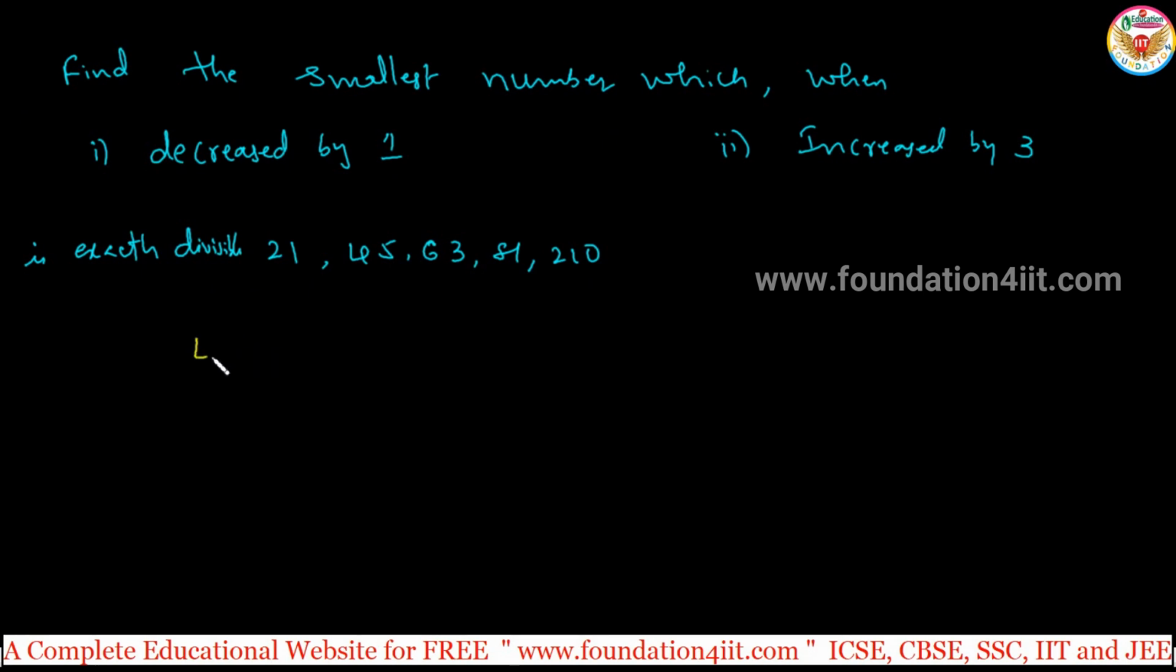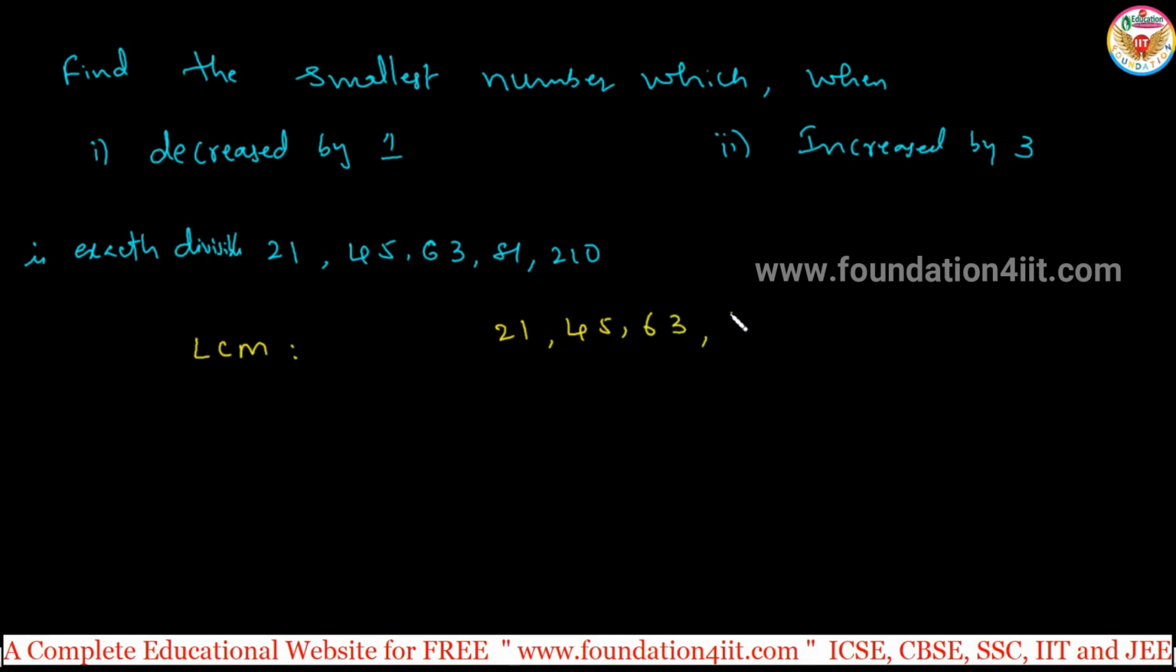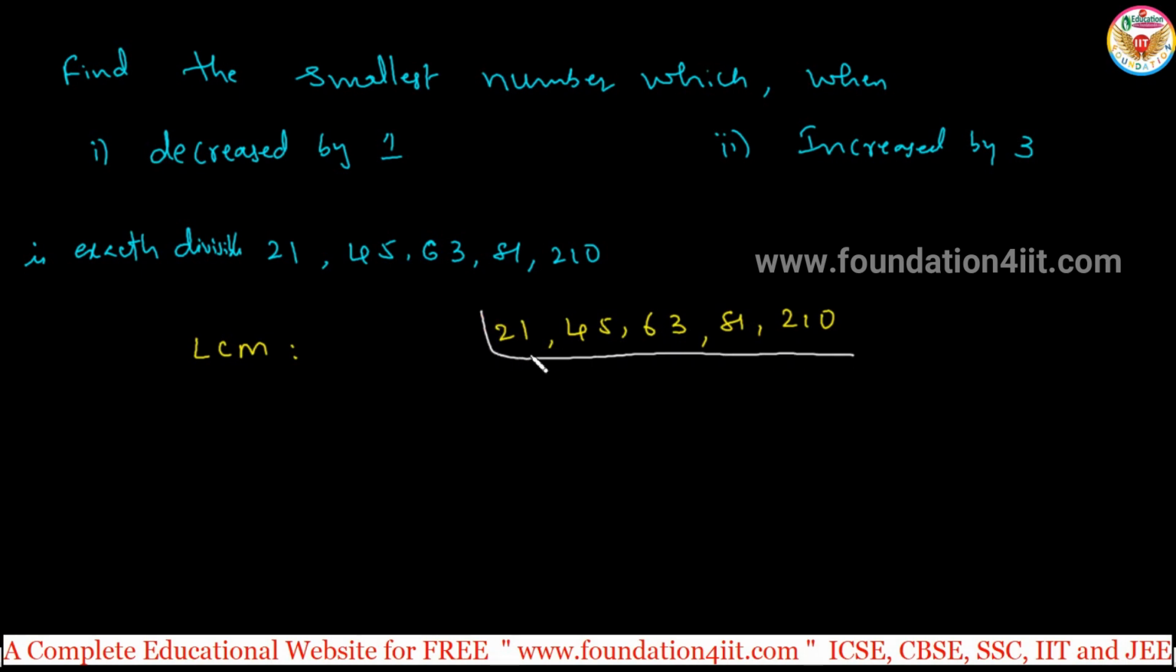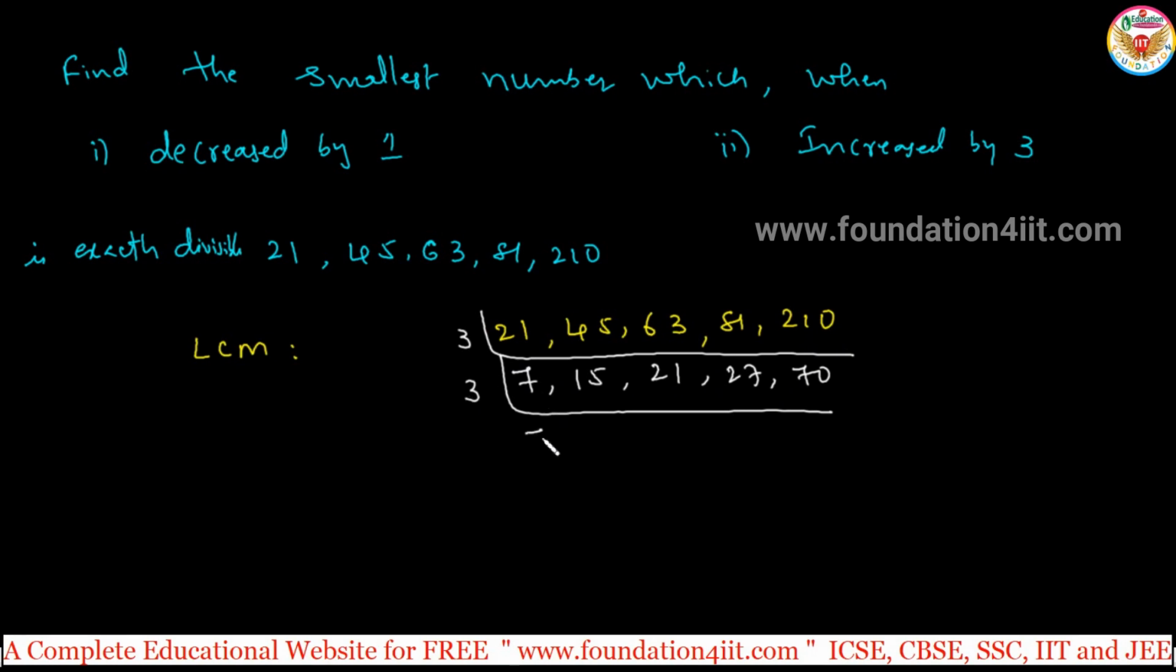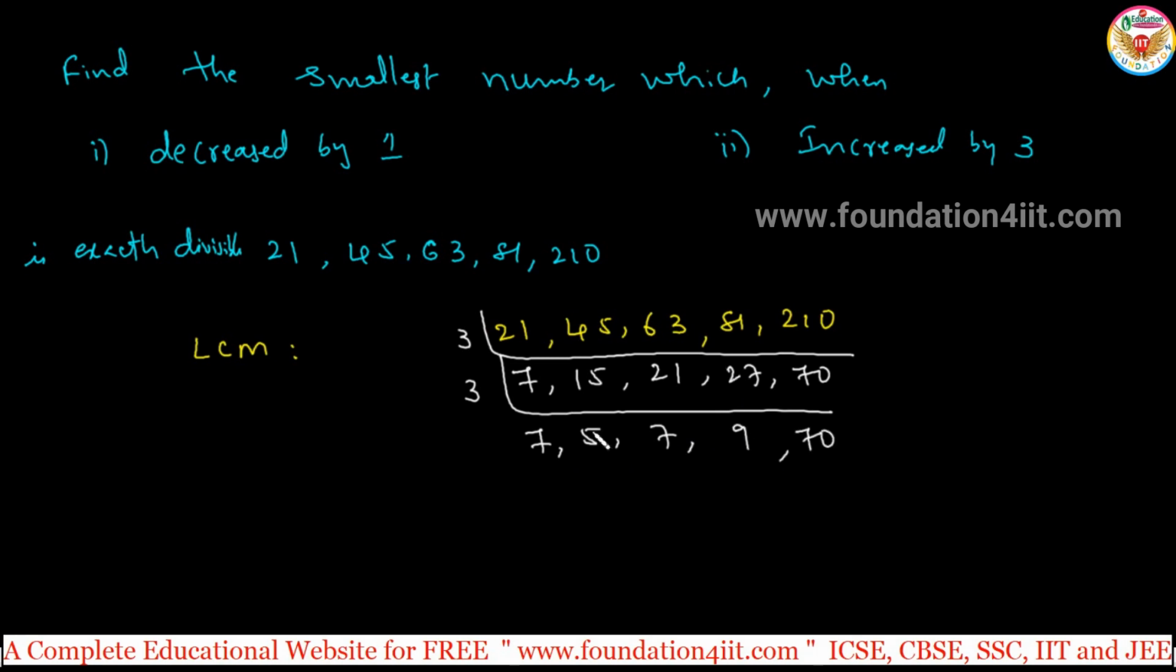First you have to find the LCM for these numbers: 21, 45, 63, 81, 210. For these types of questions, write the numbers horizontally separated with commas and just find it. We can take the 3 table directly here. 3 7s are 21, 3 15s are 45, 3 21s are 63, 81 is 3 27s, and 210 is 3 70s. Again take the 3 table. 7 is not possible, so as it is. 3 5s are 15. Again 3 7s are 21. 3 9s are 27. And 70 is as it is.